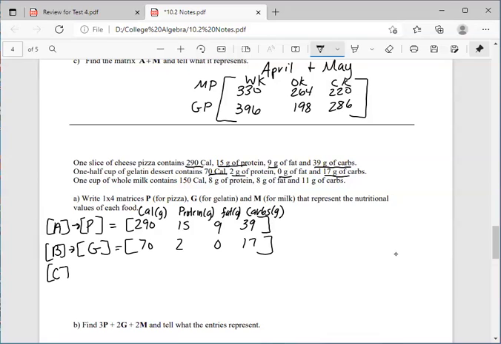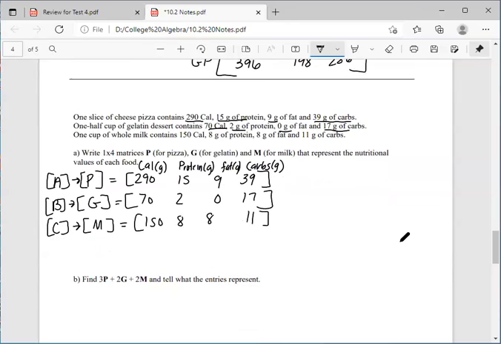And matrix C, which is going to be our milk, 150 calories, 8 grams of protein, 8 grams of fat, and 11 grams of carbs. Okay, so there's 3 matrices that we're going to deal with.